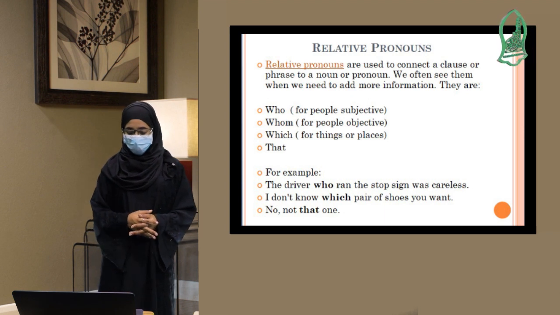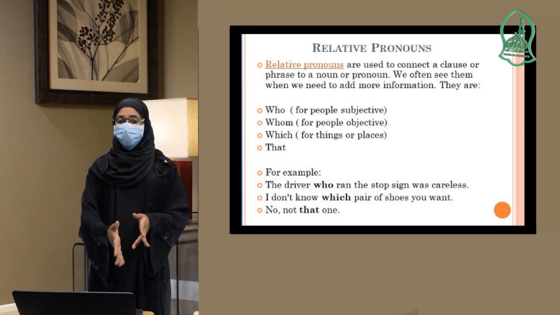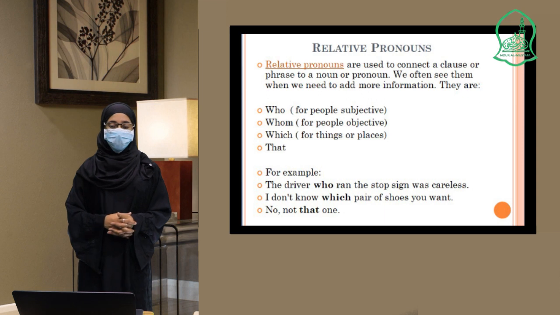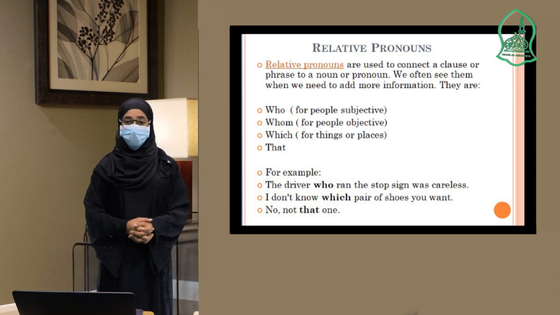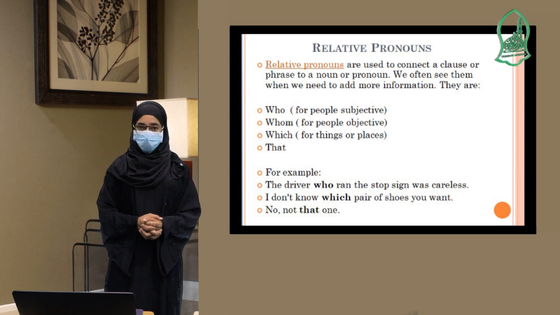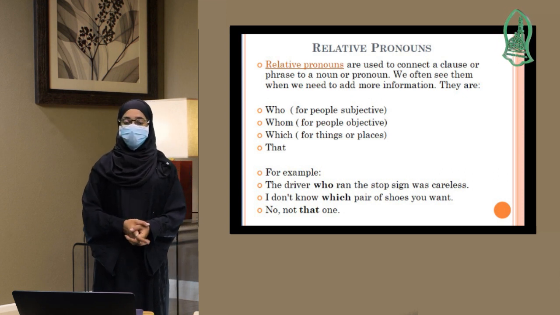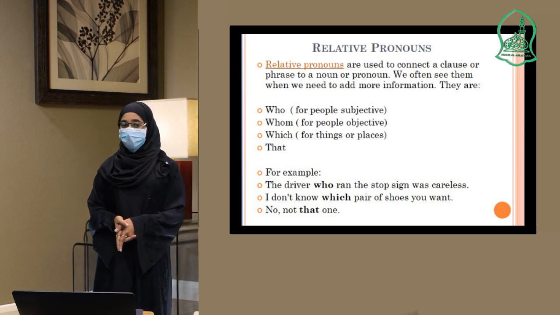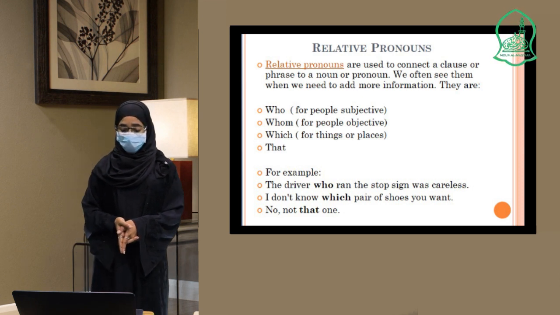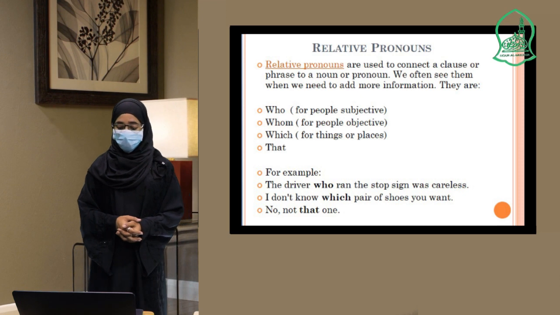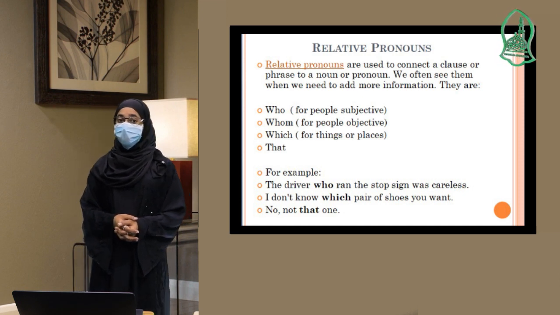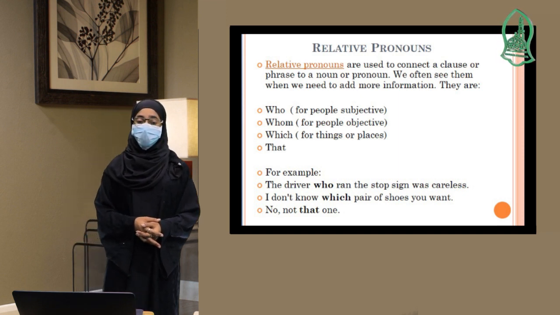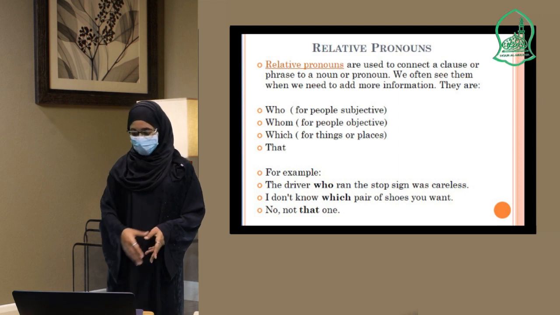Or there's another sentence here: no, not that one. Maybe you have been asked the question, is this your brother or is this your bag? You will say, no, not that one. I don't want that. So these are the relative pronouns that we use in a sentence to show the relation between the first part of the sentence and the information about it. We use them differently. We have who for people, and whom for people also, but it has to be objective. Then we have which for things or places, and that, which is used for both people and things. That is a relative pronoun.